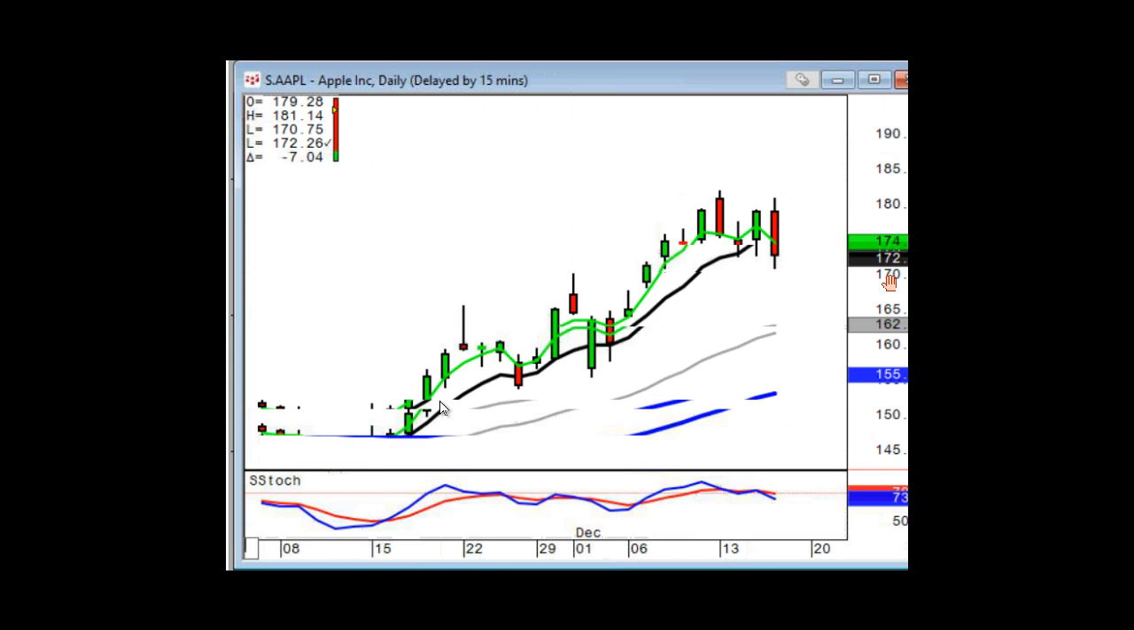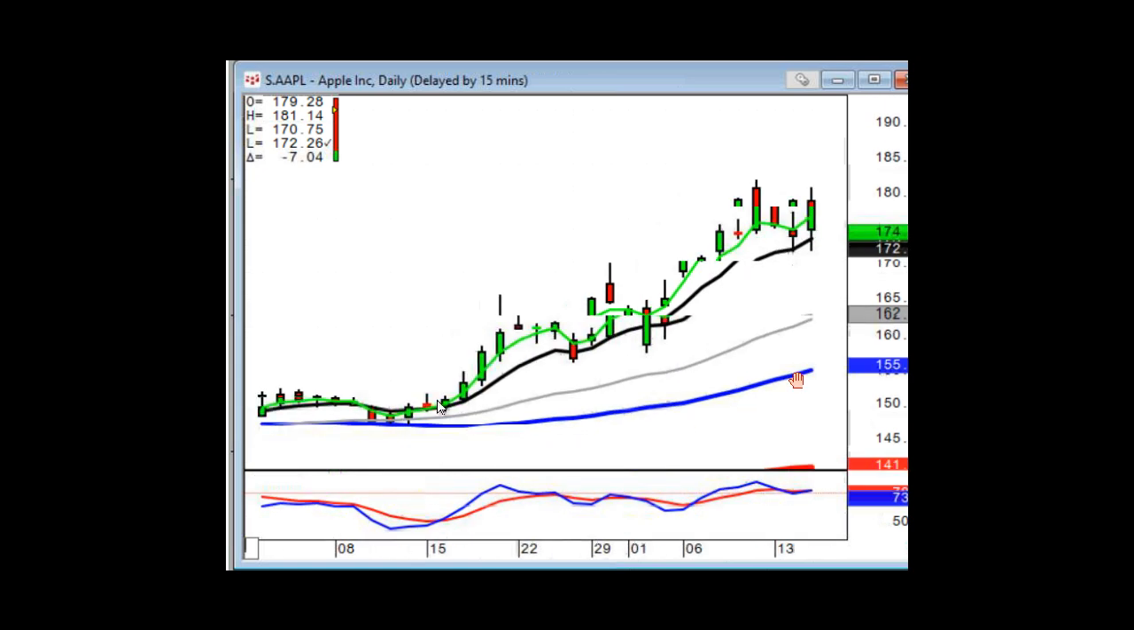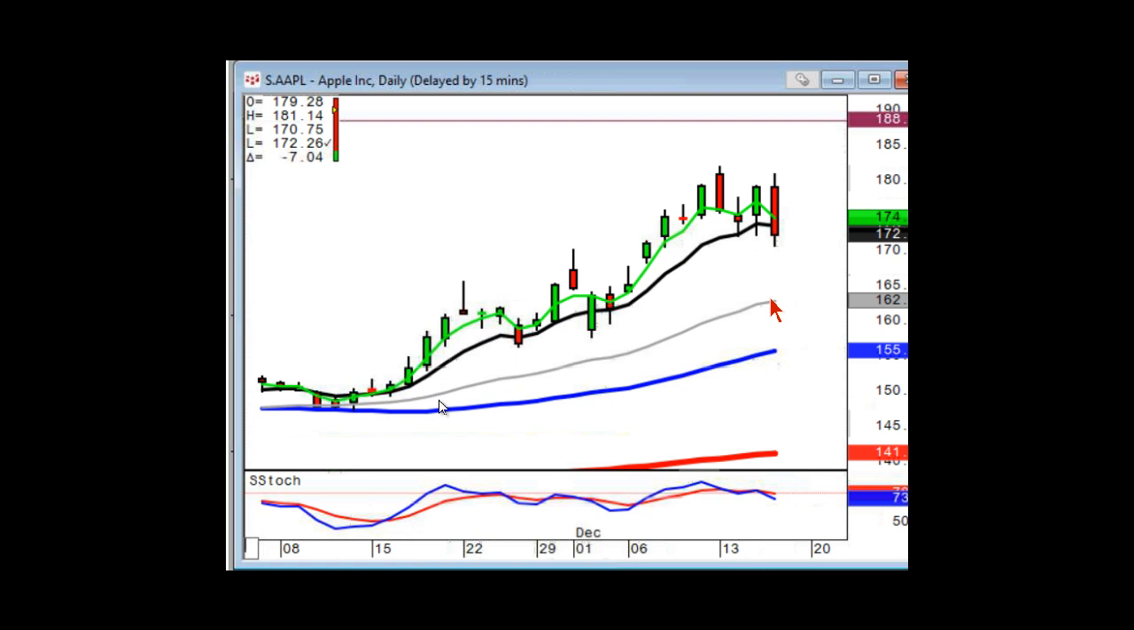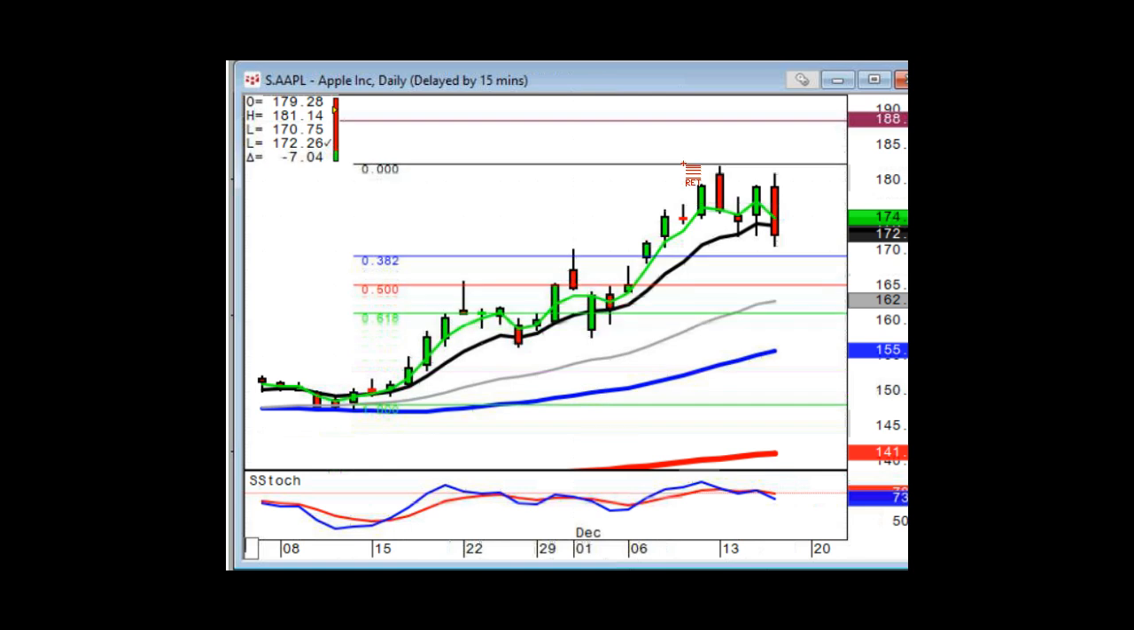So where do you think this could pull back to? Could be here. It looks like there's a wee little teeny gap right there. It could be here. Or where else could everybody be watching to see if it's going to support? You know, you can put your Fibonacci retracement numbers on just to see what the Fibonacci retracement people are watching.